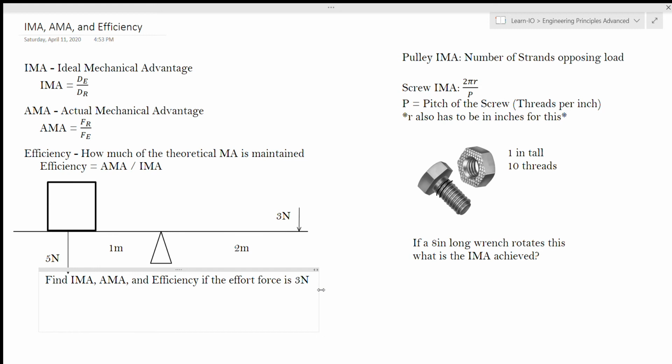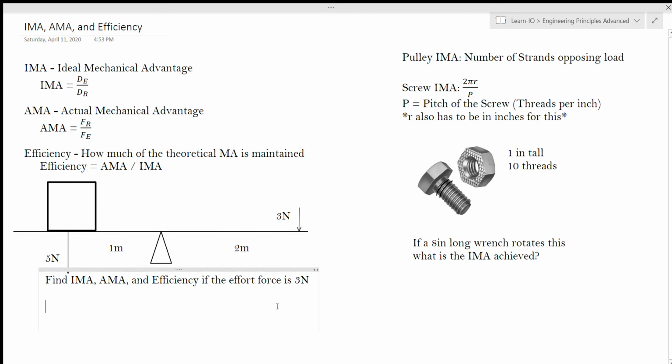All right, so let's see. Our IMA, in this instance, is dE over dR, so the distance that the effort force has to travel. In the case of a lever, that's the distance from this 3 newton force over here right to the center of the lever, so 2 meters. In the case of an inclined plane, the effort force has to travel the entire length of the ramp.